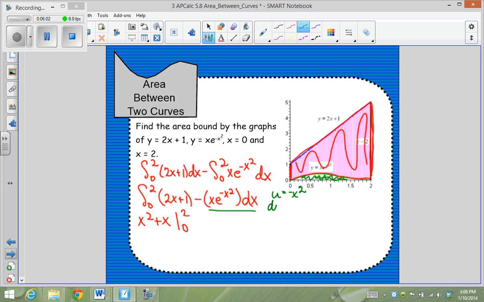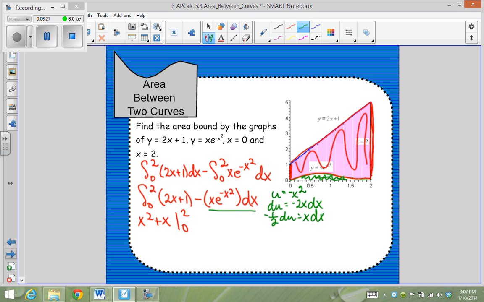So then du is negative 2x dx. I do have the x in the front there, so I'll move that negative over. That'll be a negative 1/2 du equals x dx. And that makes that match up nicely. So that becomes right in here.